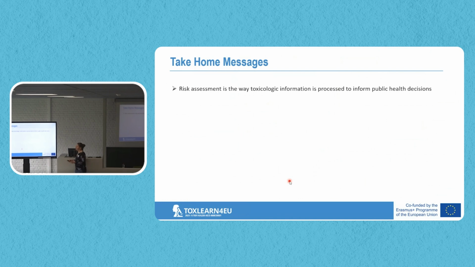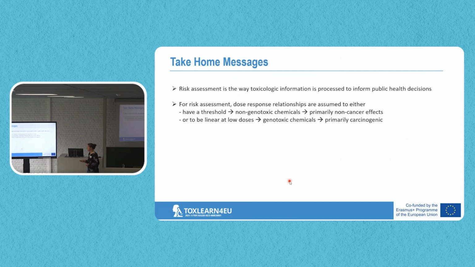So what do I want you to remember from this opening talk? That risk assessment is a way to interpret toxicological information and process it in how we're going to put it into decisions, into public health measurements, and so forth. That there are two types of risk assessment: the ones dealing with thresholds, which are usually the non-genotoxic chemicals that can still have an adverse outcome, and the ones that follow a linear curve, a non-threshold dose-response relationship, which are usually the genotoxic chemicals and primarily lead to cancer.